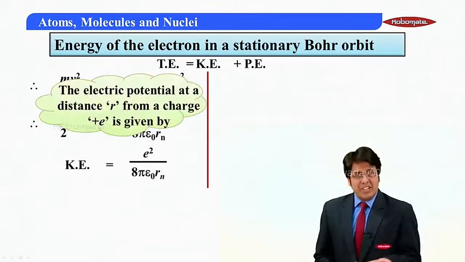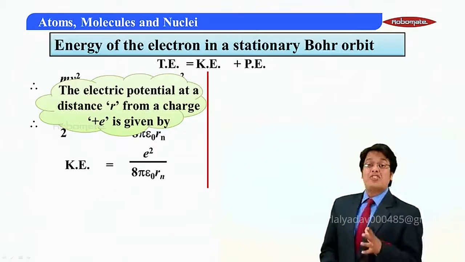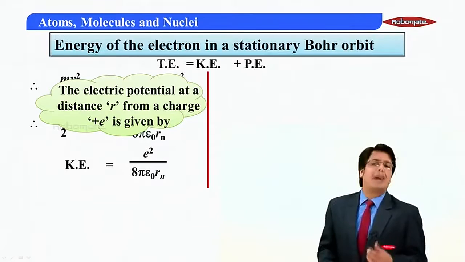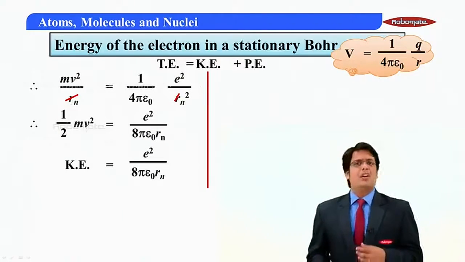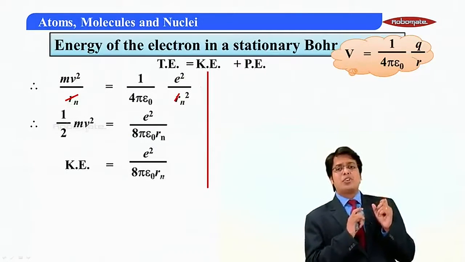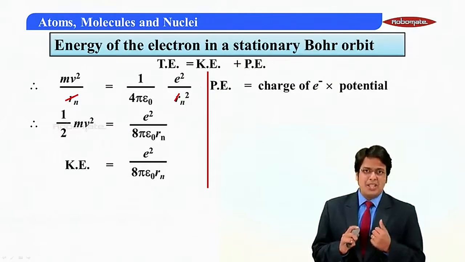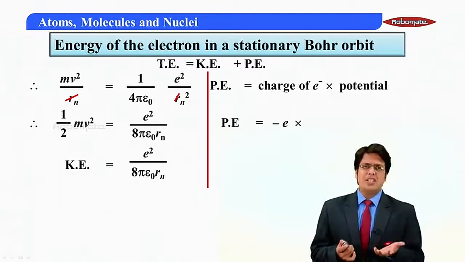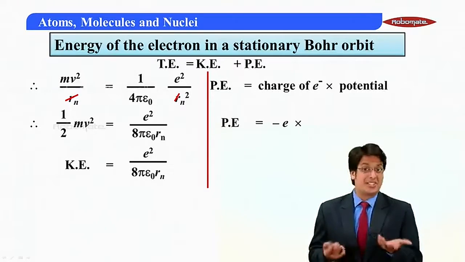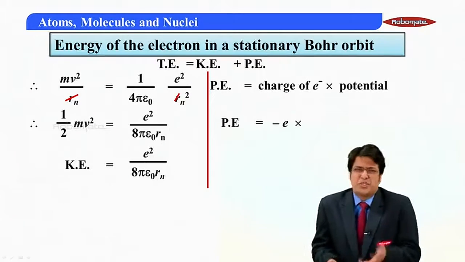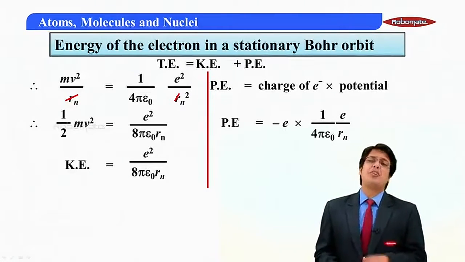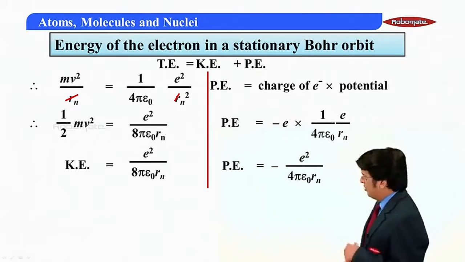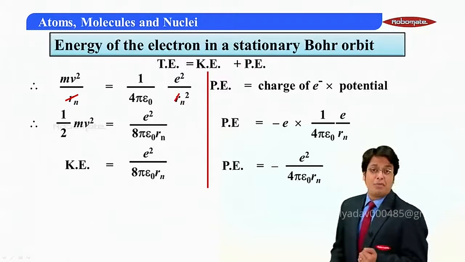But when I talk about potential energy, the electric potential at a distance r from a charge q is given by 1 upon 4 pi epsilon 0 q upon r. In our case, q is equal to e. So potential energy is equal to charge into potential. Charge is e, with a minus sign because it is an electron, it is negative, and the nucleus is positive. And potential is 1 upon 4 pi epsilon 0 e upon r because that e is positive. If I multiply both of them, this is the formula for potential energy.